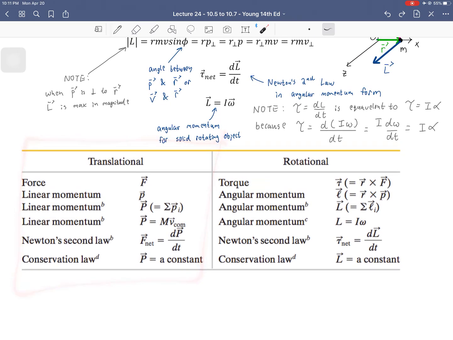Okay, here we have a table that just summarizes all the familiar terms for translational momentum.